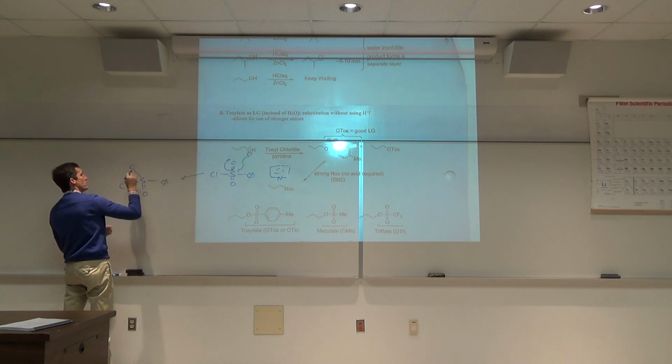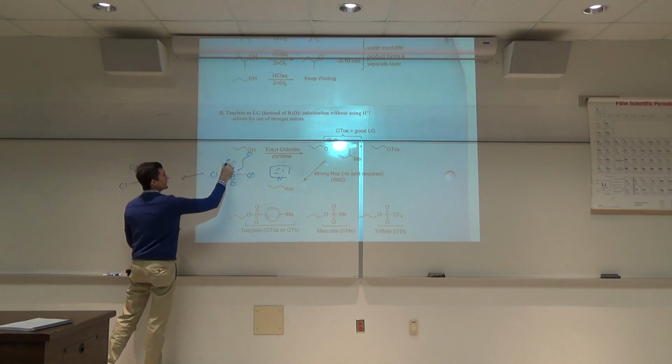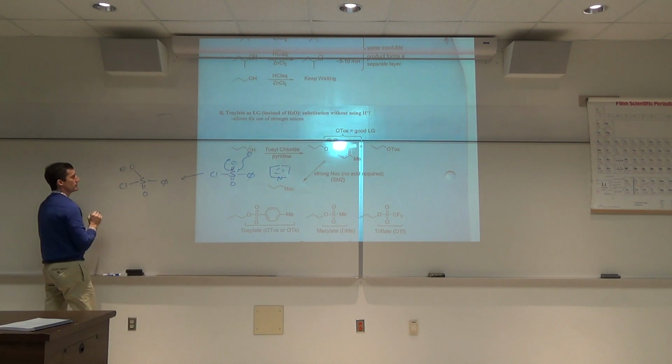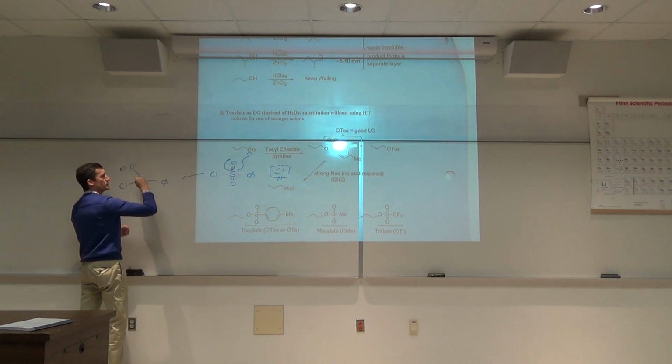Single bond to O. How many lone pairs on the O now? There's two there. Now three, that's a minus charge. What else is bonded to the sulfur?